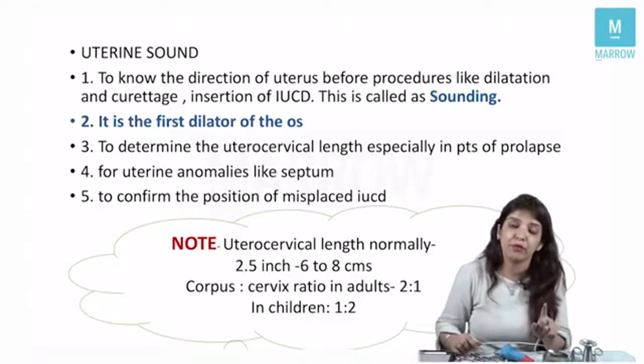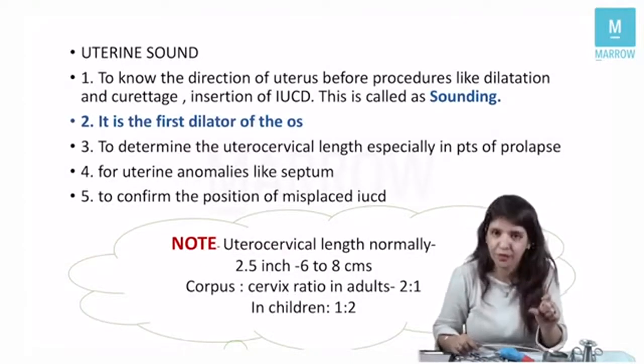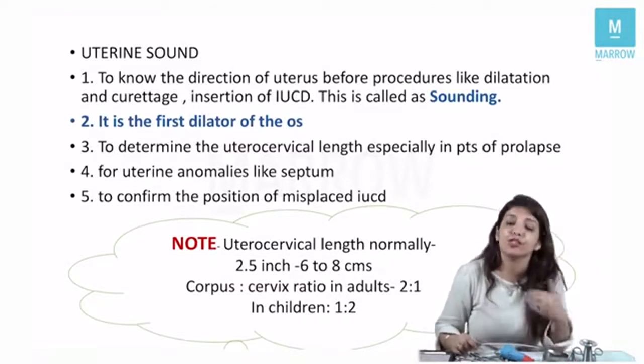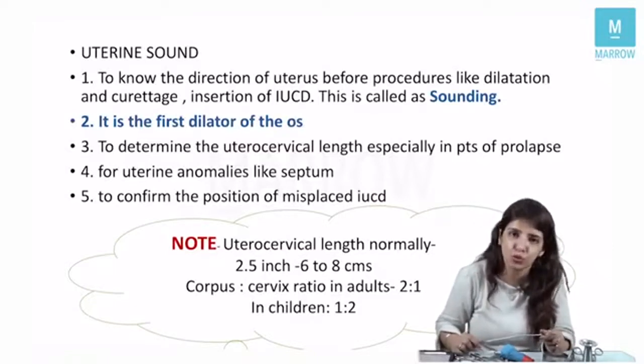But remember, in childhood, this ratio is reversed. In children, it is the cervix which is longer than the uterus. So this ratio in children is 1:2. The corpus to cervix ratio is 1:2.